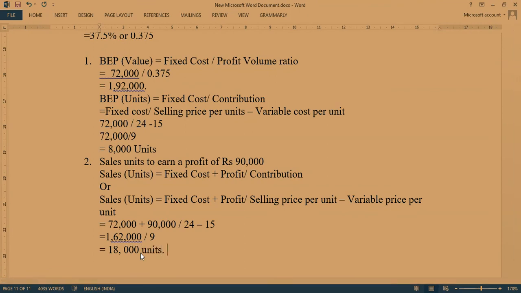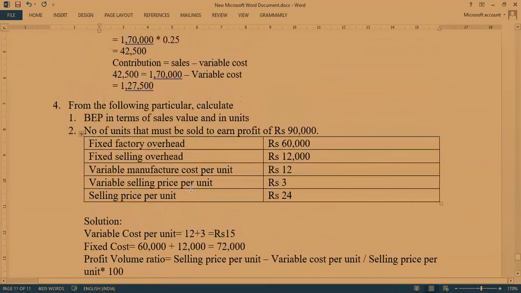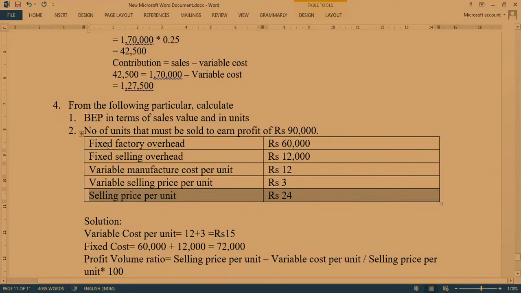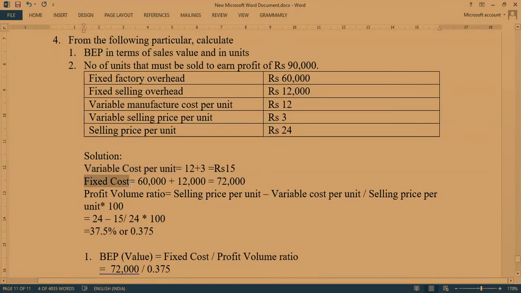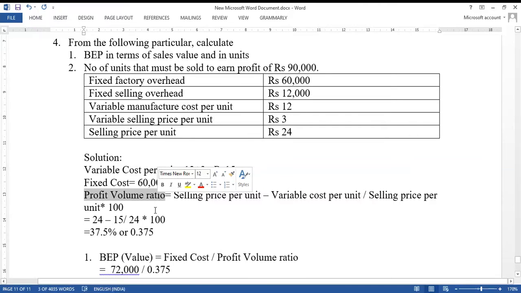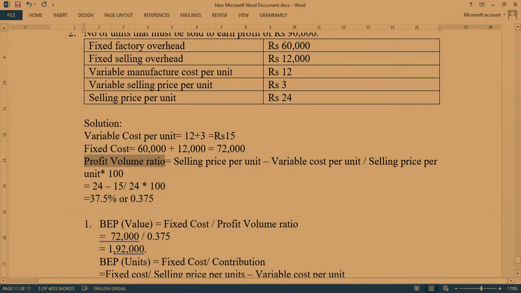Okay. Again, I'll be repeating the question. This is a very simple question. They have given the information as split information, especially the variable manufacturing cost per unit and selling price per unit, with selling price of 24 rupees, and the fixed factory overhead as well as selling overhead. In order to find a solution, first we have to find the variable cost per unit, which we already did. We also focused on fixed cost, and later found the profit volume ratio, so that with the available information we can find the break even point in terms of value as well as units.